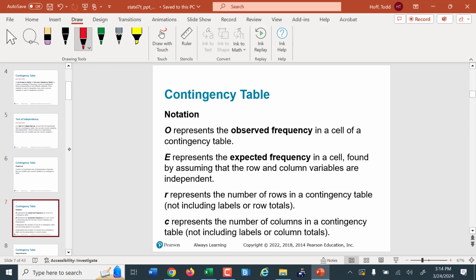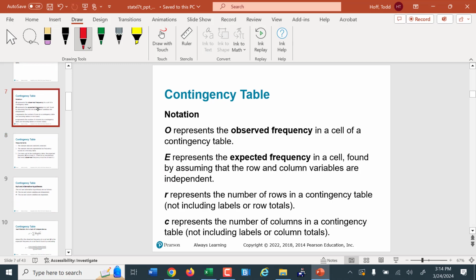So vocabulary, or symbols, I should say, here again for us. Just like with our test for goodness of fit, O stands for the observed frequency for each value. E stands for the expected frequency. Now we're going to have to do a little bit more to calculate the expected frequency now that we're looking at two-way tables. R is the number of rows, and C is the number of columns in that contingency table. Only the number of rows and columns that contain data, not the title rows. We're not worried about those.